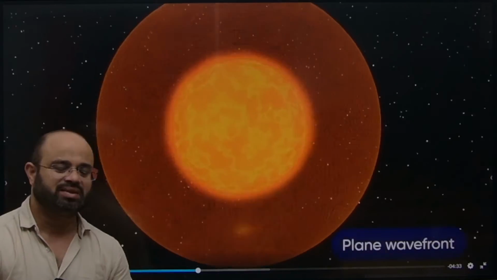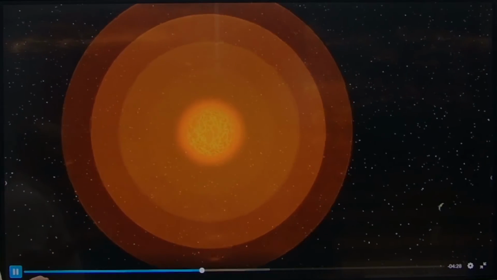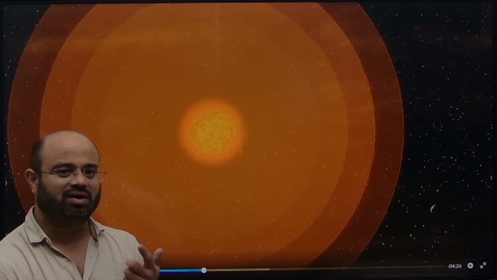Depending upon the shape, their intensity formula will be different, that we'll see later. The third type is the plane wavefront, for example from the sun. Any cylinder or any sphere, when it becomes very large, of infinite radius, becomes like a plane surface.